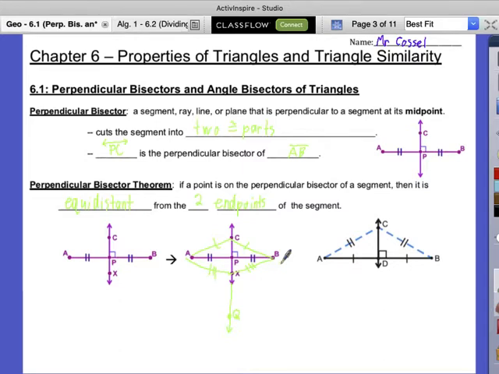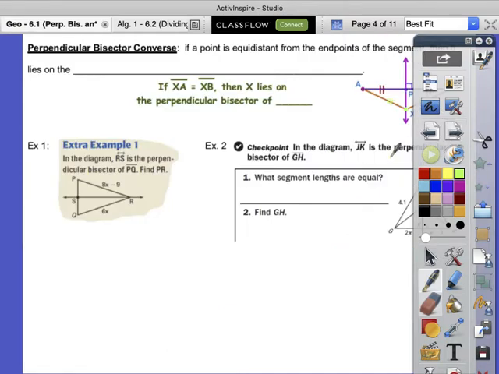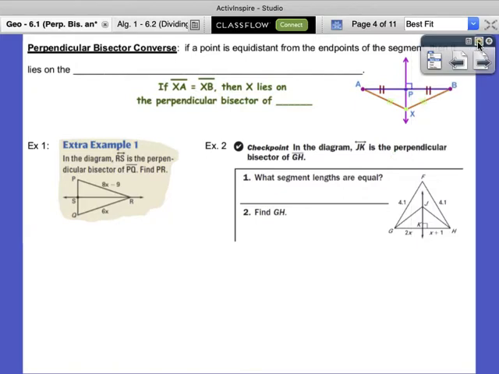Okay. What's the converse mean, guys? Besides the shoe. Opposite how? They're switched. Switching the order. Okay, we're gonna switch the order. Converse: if a point is equidistant from the endpoints of the segment, then it lies on the perpendicular bisector of the segment.